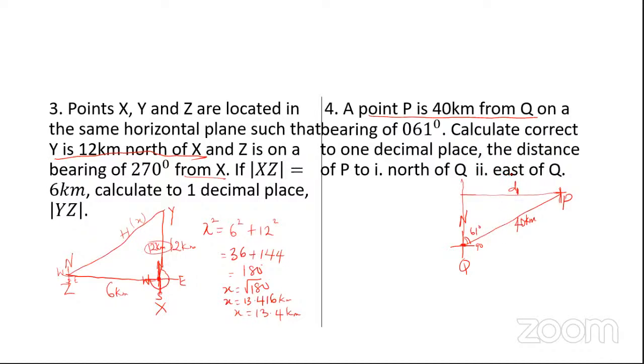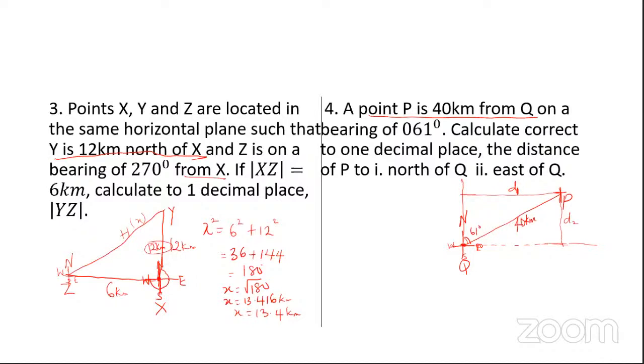The second one, they said the distance of P to the east of Q. This is north, this is south, this is west, this is east of Q. So it means you trace these two. This is the east of Q. So they want you to find the distance of P to the east. That's distance 2. So they want us to find this and this.